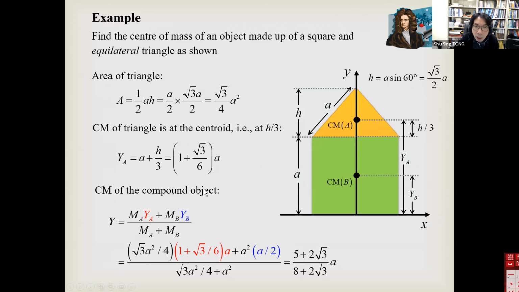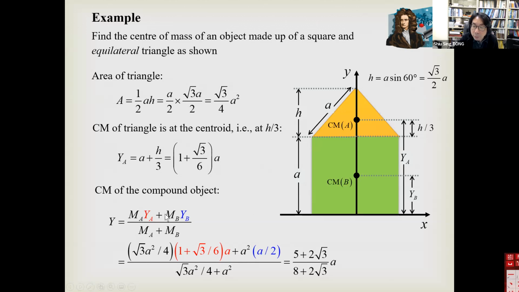And for the composite object, I have M_A Y_A plus M_B Y_B divided by M_A plus M_B. M_A is proportional to the area of the triangle. By A, I mean the triangle. So M_A is proportional to the area of the triangle, which is square root 3 A squared over 4. And the position of the center of mass of the triangle is now given by this. So I put it back here, okay?